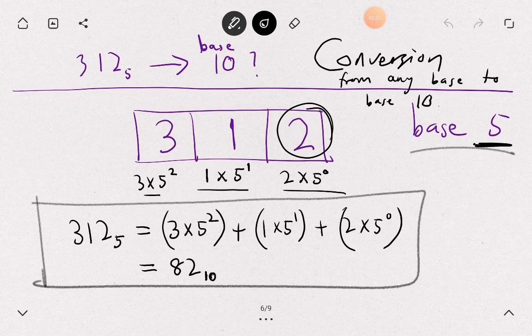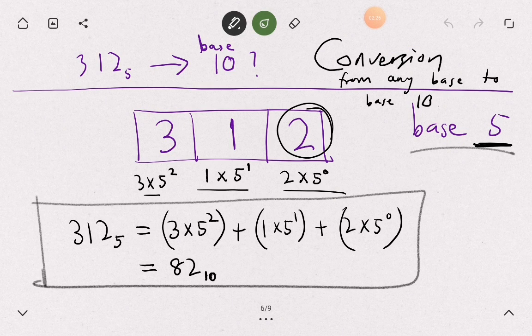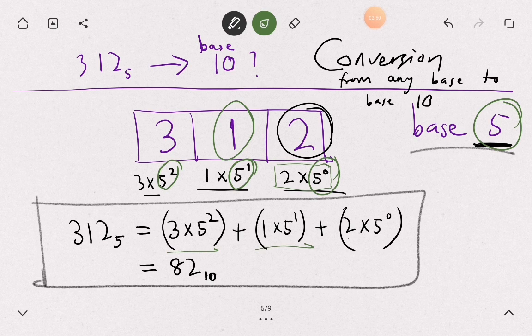So what you do is essentially you take the first digit on the right and multiply it with the base to the power of 0. Now the base is 5, so you multiply it by 5 to the power of 0. Then you take the second digit, which is 1, and multiply it by 5 to the power of 1. Take the third digit, multiply it by 5 to the power of 2, and then you add up all the things that you multiplied. Then you will get the answer in base 10, right?